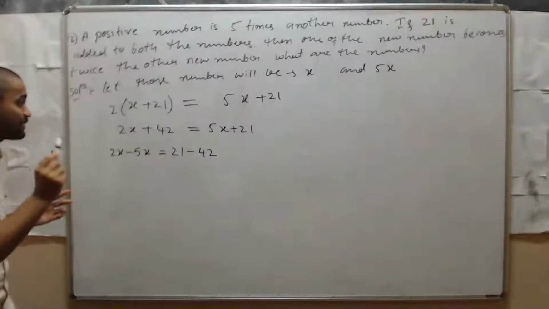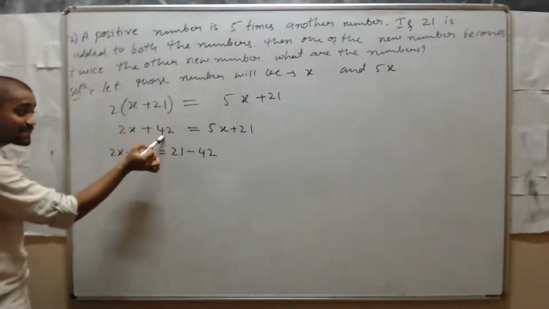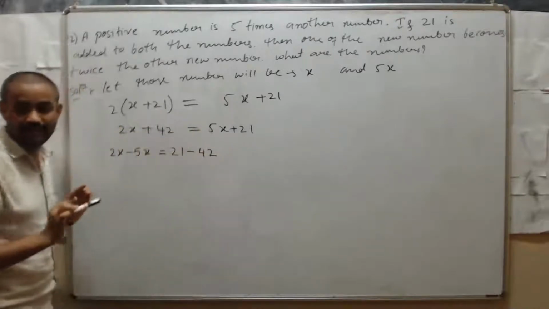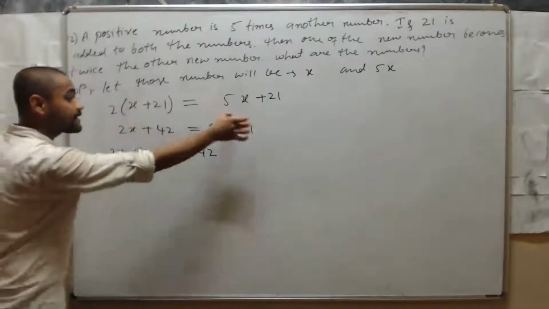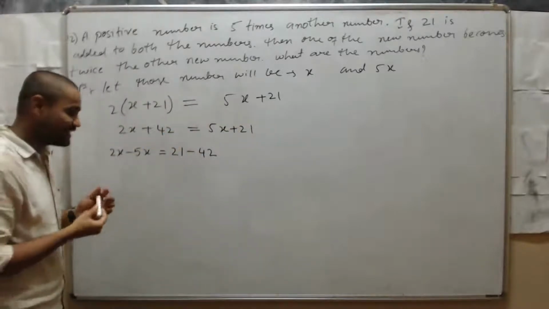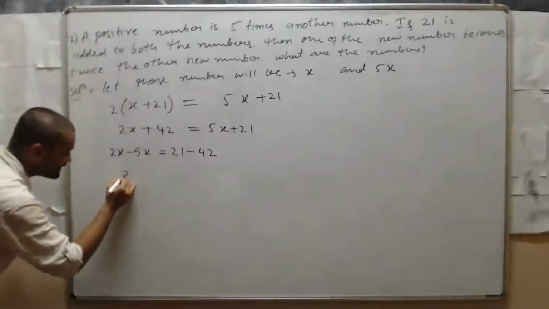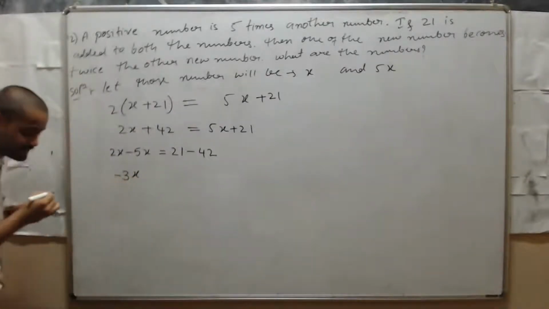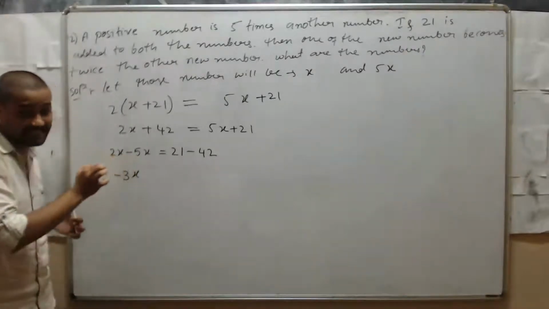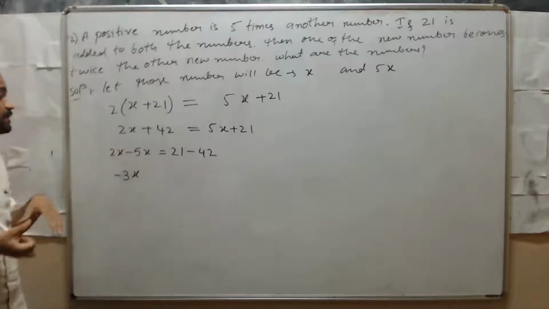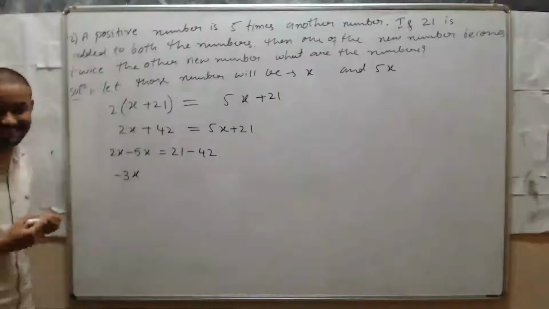What I did? Simply see here, 5x is transposed to here and plus 42 is transposed to there. Okay, you can mark that as 2x. Then 2x minus 5x becomes 3x, which is minus 3x. Why? Because different signs are there, and the larger number has the negative sign. That's why the answer will be minus 3x.